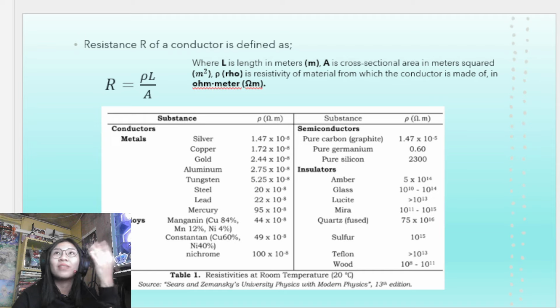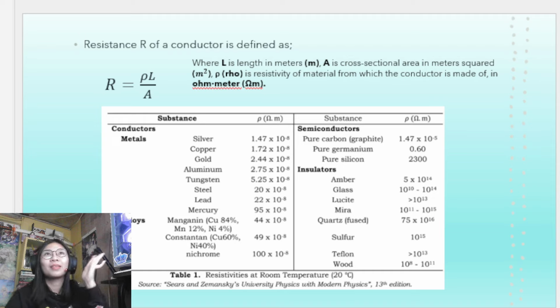Next to metals, we have the alloys. Then the semiconductors, lastly insulators. So insulators are not good conductors at all. So silver, as I have said before, 1.47 ang iyahang resistivity times 10 raised to negative 8, much lower than the copper. Okay, so that is why siya ang best conductor, in terms of resistance, in terms of conductivity.